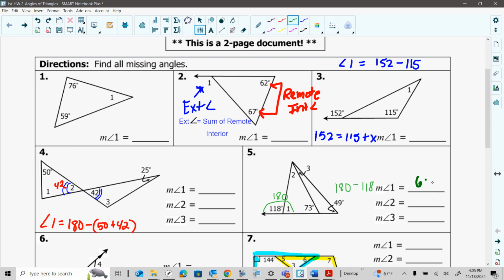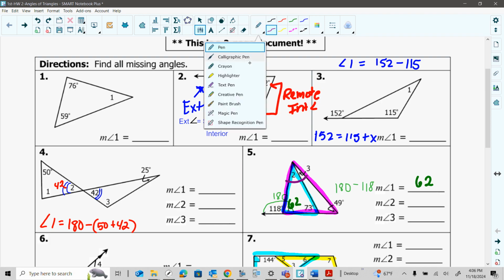All right. And now that I have the value of that angle, I can get to angle 2 using this triangle right there. Now, angle 3 can vary. If I want to use the exterior angle theorem, then I have to look at the whole triangle, putting the two together. And that would indicate that angle 3 and angle 2, those together, plus the 49 would equal the 118 on the outside.